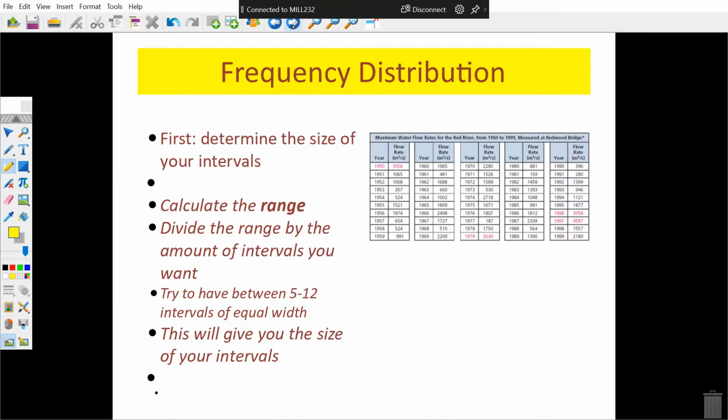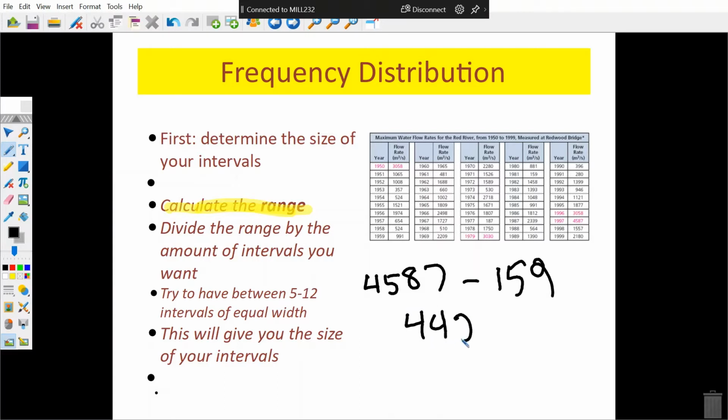The first thing you have to do is determine the size of your intervals. So you calculate the range. So the range, again, is the largest number minus the smallest. So the largest number is 4587, minus the smallest one, I believe 159 is the smallest one. 4587 minus 159 is about 4,428. That is the range.